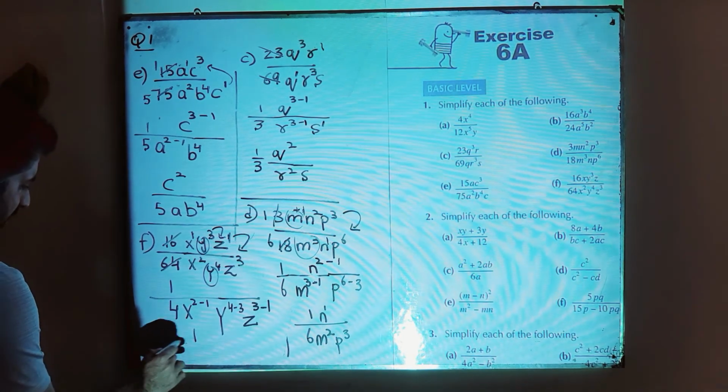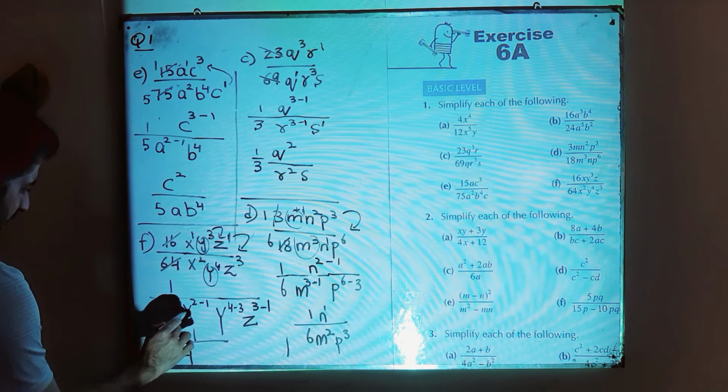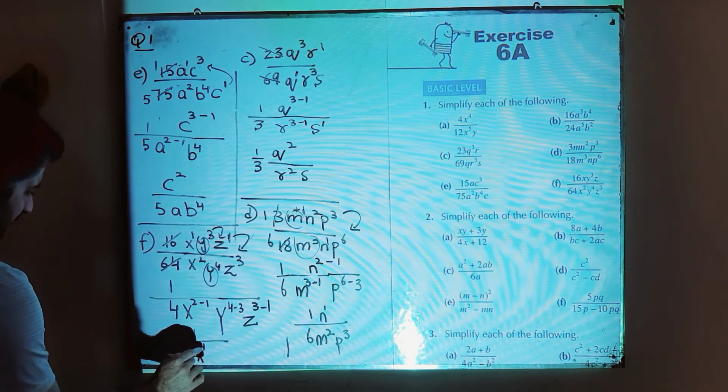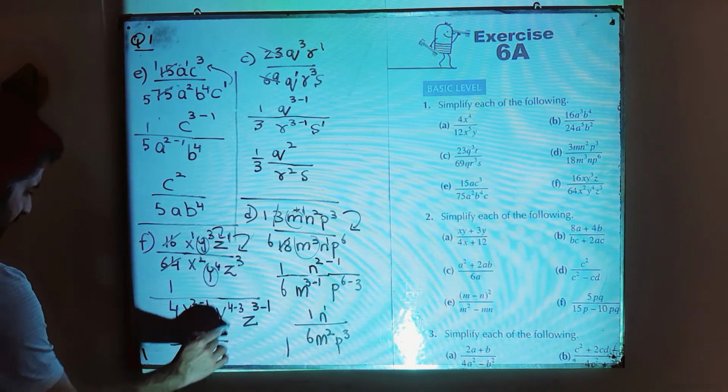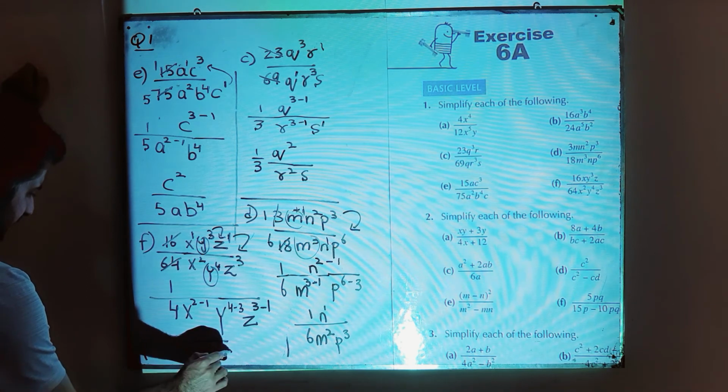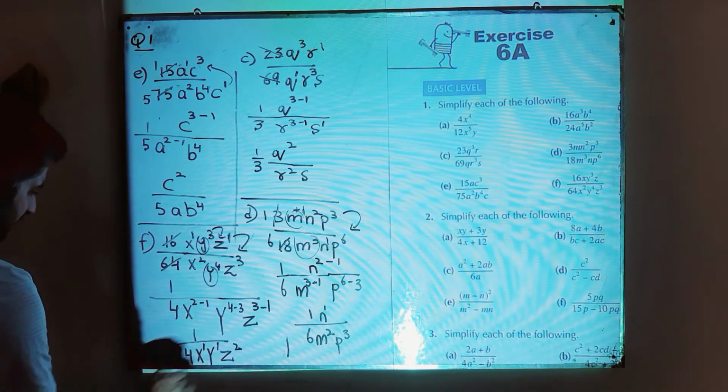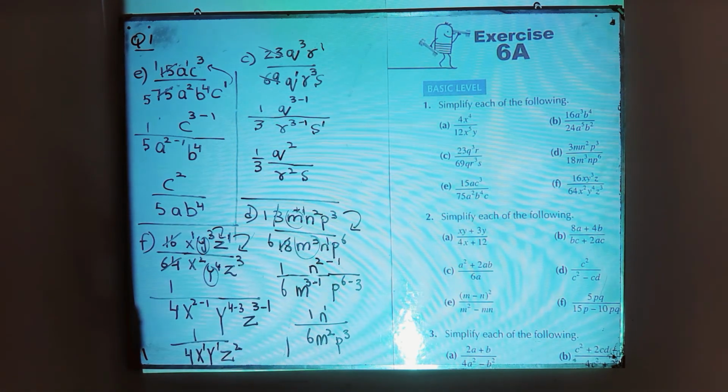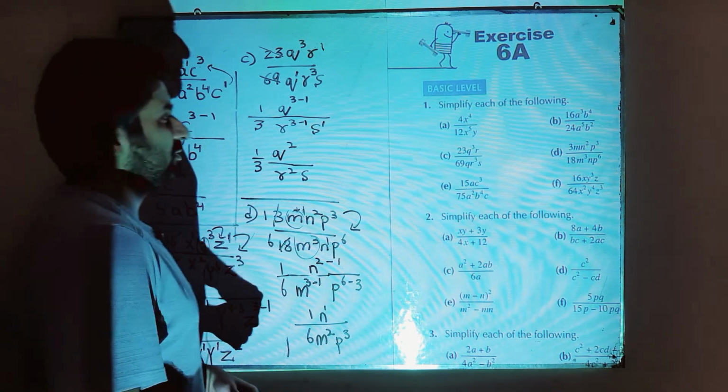So this is 1 over 4. X power 2 minus 1 is x power 1. Y power 4 minus 3 is y power 1, and z power 3 minus 1 is z power 2. So this is the solution for question number 1 of exercise 6A.